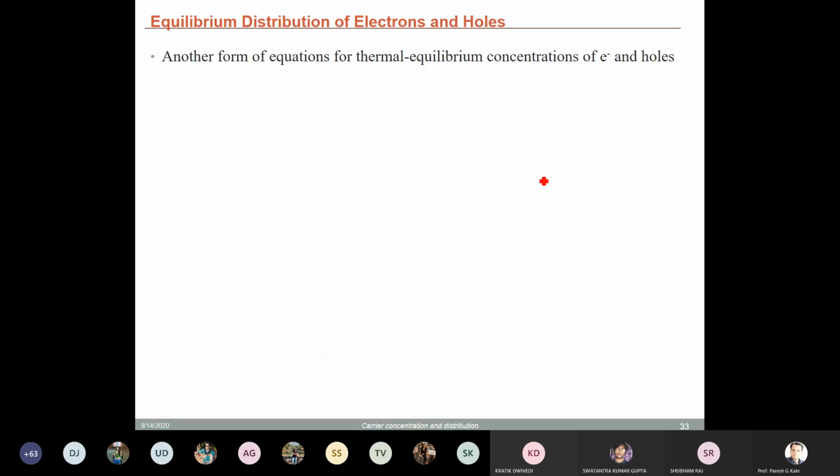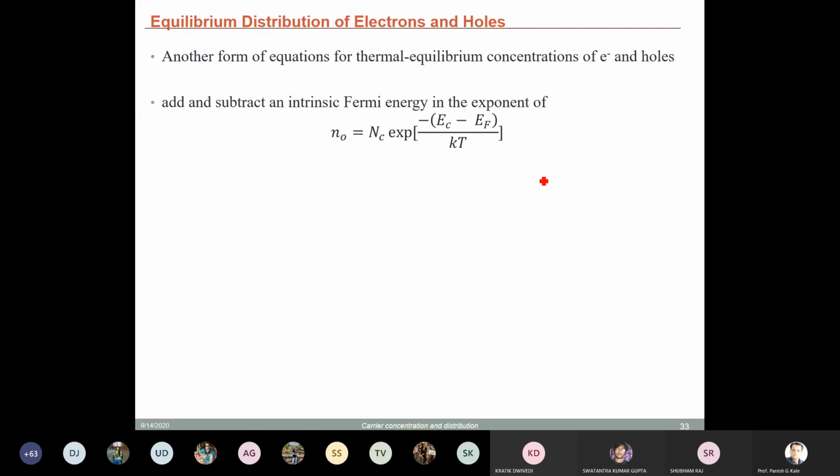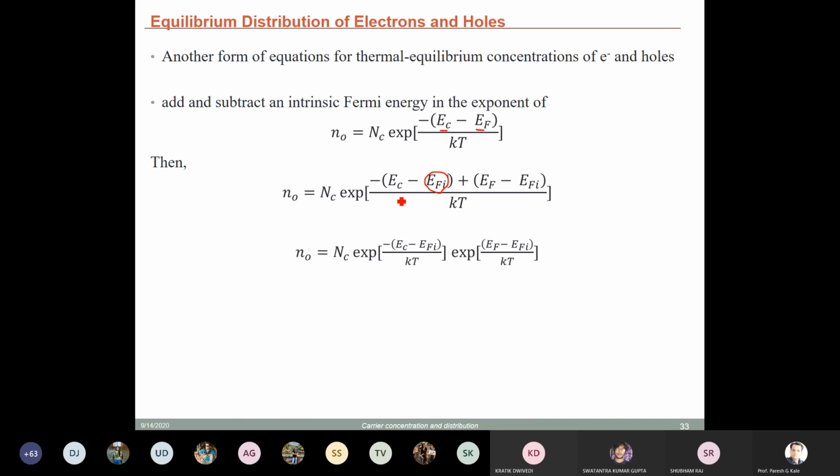So let us now think of some other forms of the equations which give us the concentration, so that we can interpret things in a different and better way. We already know the expressions for N0. So what you can do is add this term EFI to these two terms, EC and EF. You want to separate these terms.